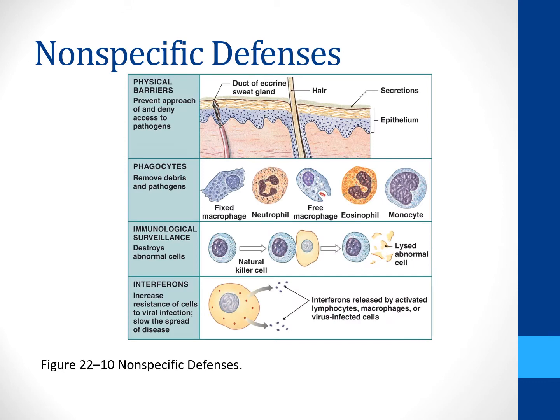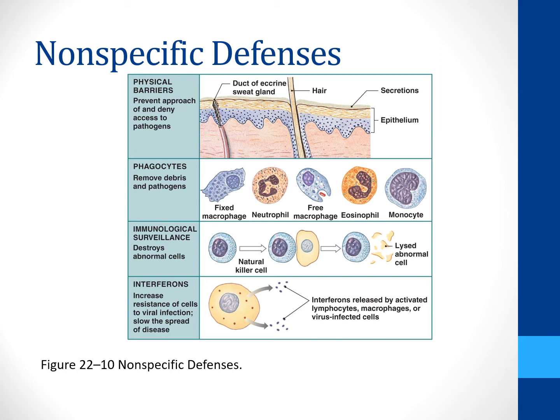So we're going to go over all of our different non-specific defenses before we move into our specific defenses. So we already talked about this first line of defense being physical barriers like the skin, hair, sweat glands, secretions, all of those things. Number two is our phagocytes. Phagocytes are free and fixed macrophages, neutrophils, eosinophils, and monocytes. Remember, neutrophils are the most numerous and they are the fastest to respond to an infection.